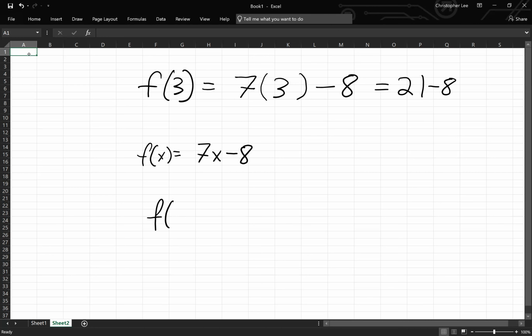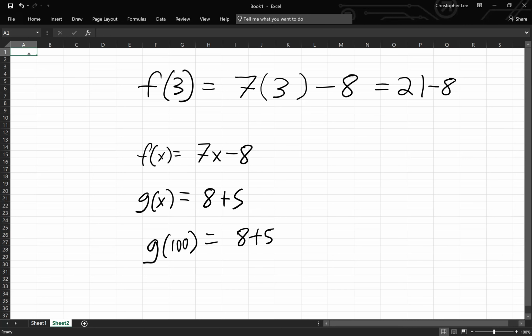Like you mean like this, like g of x. So that's even easier, right? No matter what I put in here, could be g of 100, right? It's still just gonna be whatever 8 plus 5 is. They gotta have an x there to plug into.